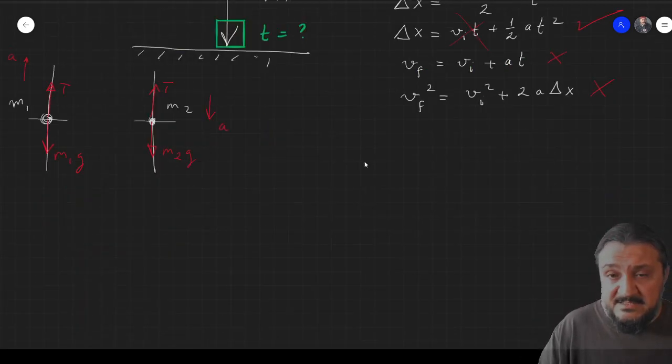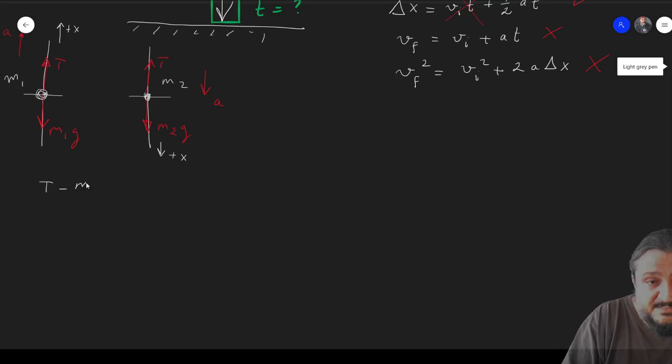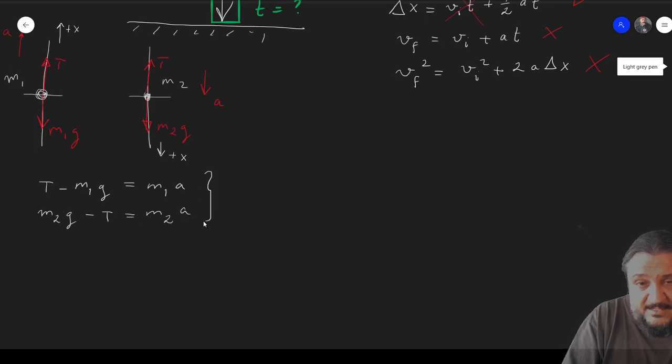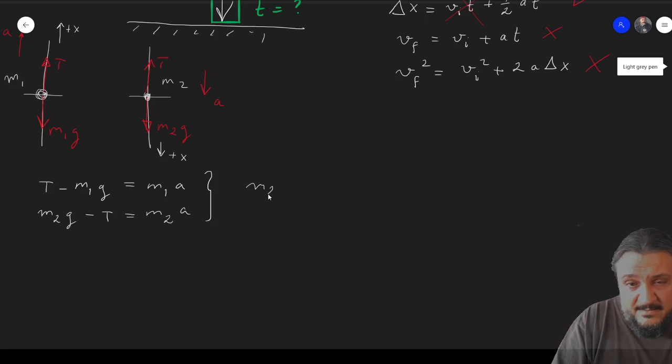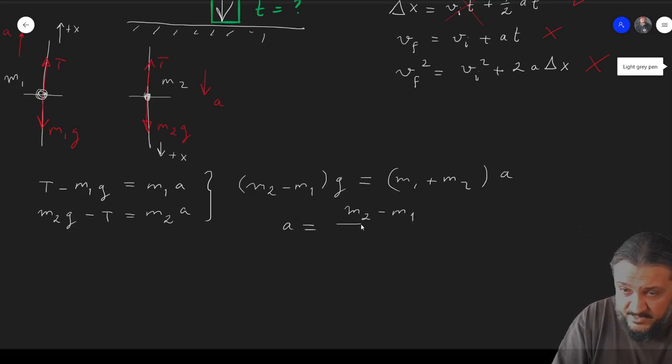So when we write the second law here, if I pick this to be my positive x and this as my positive x for the second one, just one equation for each. So T minus M1G equals M1A from the first equation, and from the second equation, M2G minus T equals M2A. Again, if I add these two, I will get M2 minus M1 times G equals M1 plus M2 times A. Therefore, A is equal to M2 minus M1 divided by M1 plus M2 times G.